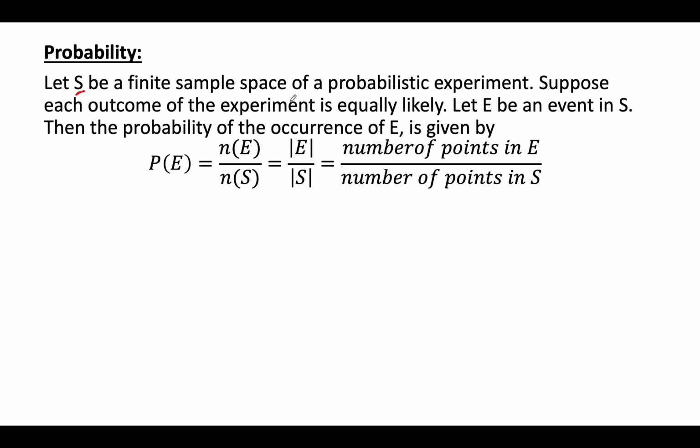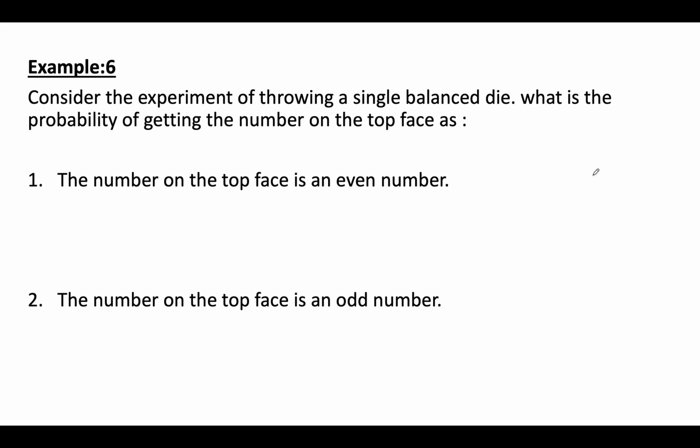Now, in order to find the probability of an event in an experiment, I can use this formula. The probability of E is equal to the number of elements in E over the number of elements in the sample space, or we can say that it is equal to want over can. What do we mean by this?